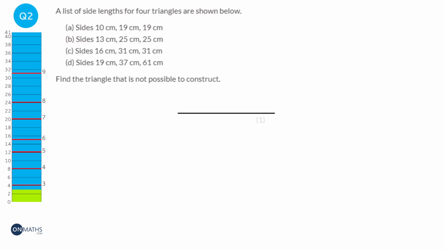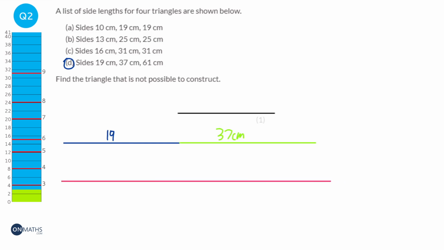For each of these options, try and construct in your head the triangles that would be made from these lengths. And I'm going to give an example for option D, and I'm going to construct my triangle just with sticks. So we're going to start off with our first stick, which is 19 centimeters. Then we're going to do another stick, which is going to be 37 centimeters. And we've got one last stick, which is 61 centimeters.